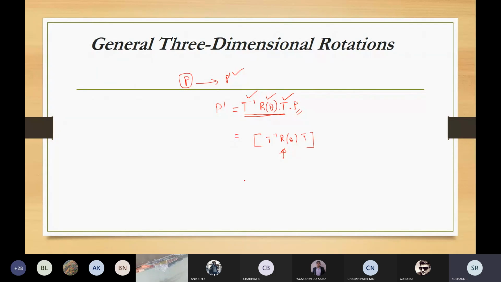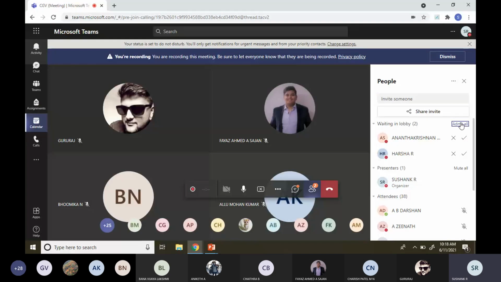You can call this the composite rotation matrix for the transformation. For this transformation, we had two translations and one rotation, so that's why we call it the composite rotation matrix. Here you can specify the direction also. In our example, we were rotating about the x-axis. These three composite operations can be represented by the general term R of theta equals inverse translation, rotation about the x-axis, then translation.